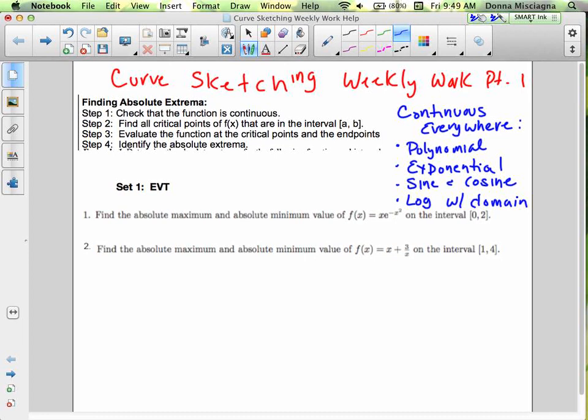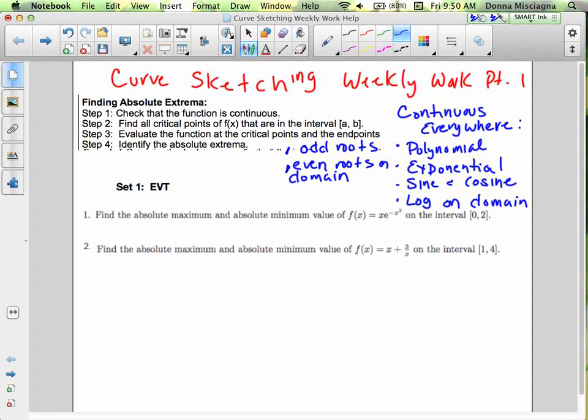The radical functions: odd roots are continuous everywhere. Even roots on the domain. If you can't plug the value in, you can't take the square root or fourth root of a negative number and have it be a real number.